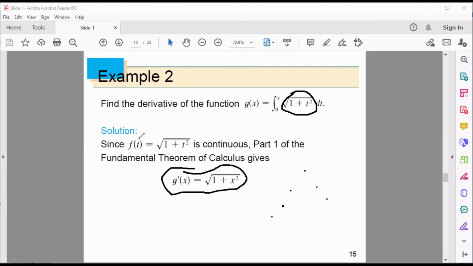Obviously, when my function is continuous, g is differentiable. Okay. When my function is continuous, the function is differentiable. That means I can evaluate its derivative.